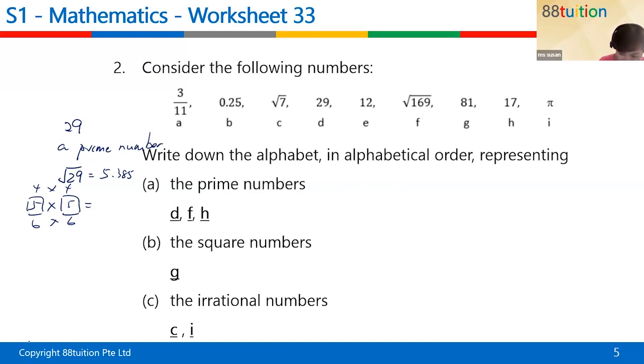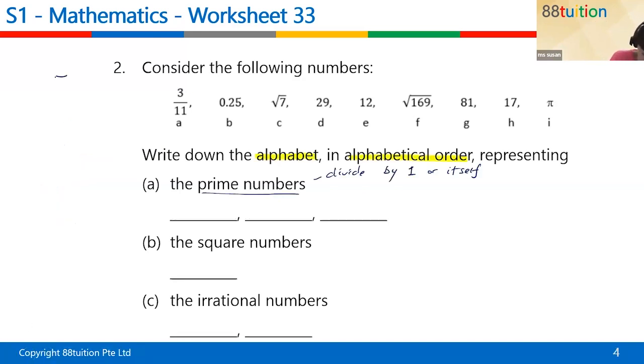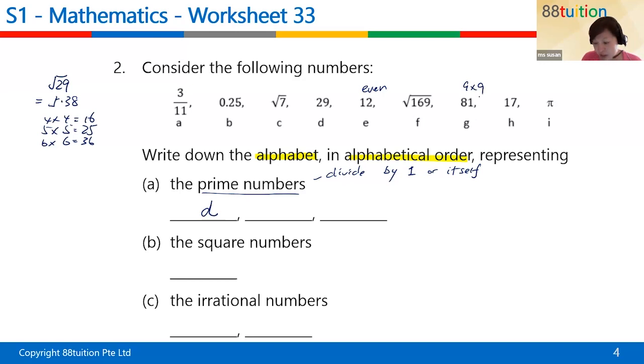I shouldn't write here, right? I should write here. I have the square root of 29, and the square root will be 5.3 something. So the nearest one will be 25, or the nearest one will be 16, or the nearest one will be 36. So for 29, there is no other number that can divide it. So this one is a prime number. 12 is an even number, so you don't choose that. 81 is 9 times 9, right? So it can be divided by 9, by 1, by 81, so it's not. Then you look at 17. Yeah, 17 is a prime number.